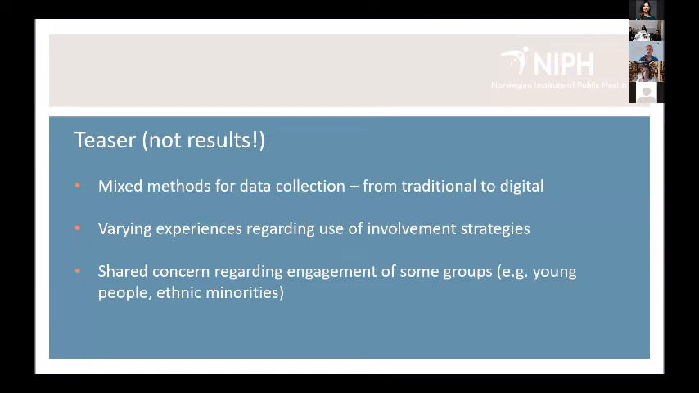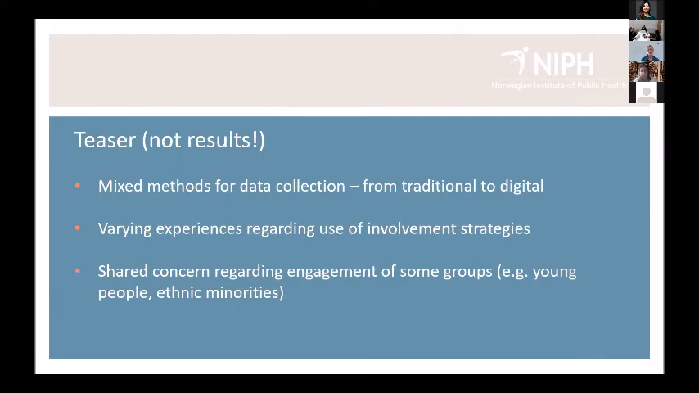We also see that the cohorts are using really mixed methods for data collection, from what I would call the traditional methods like questionnaires to more innovative or different methods using digital tools, wearables and data linkages. So there's a greater variety of methods used to collect data than has traditionally been the case in cohorts of this kind.